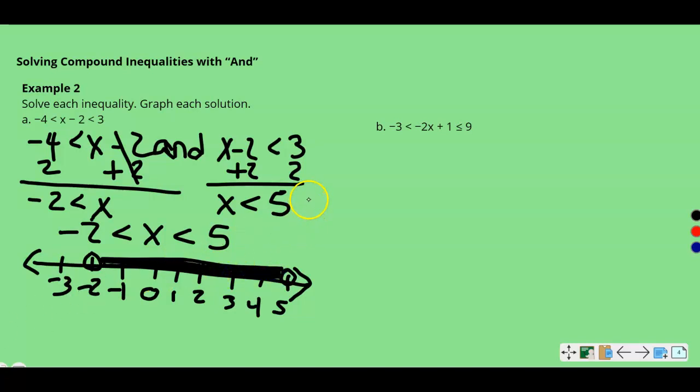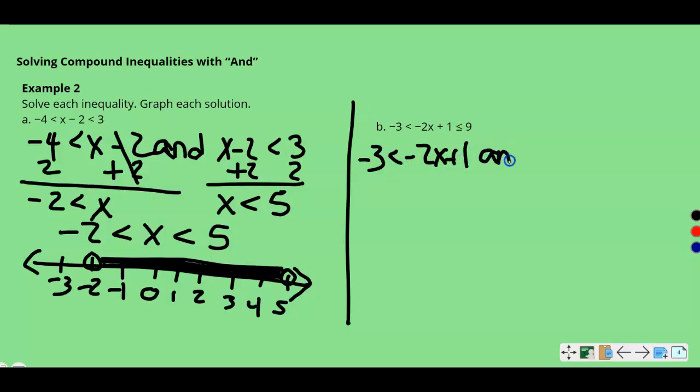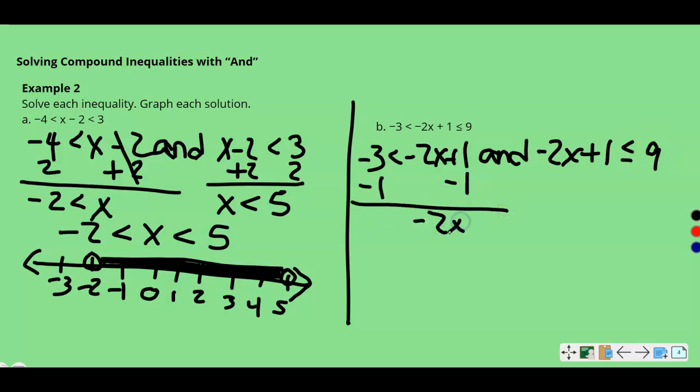All right, the next one, -3 less than -2x plus 1 and -2x plus 1 less than or equal to 9. All right, subtract 1 from both sides. Divide by -2. All right, I divide by negative. Remember, when you divide by negative, you got to switch the inequality. -4 divided by -2 is +2.